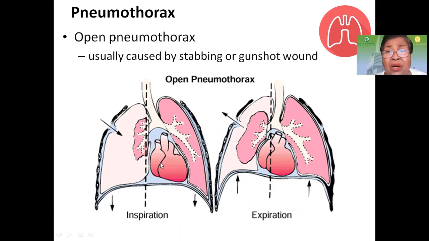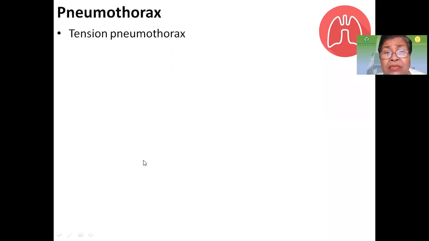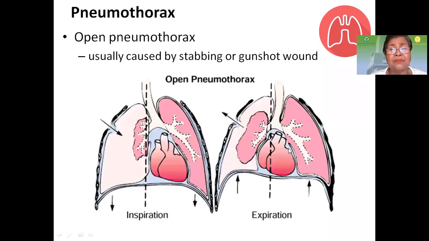Isipin mo, heart ito. So the heart goes from side to side. And recall the flow of unoxygenated blood, di ba? Unoxygenated blood from the superior vena cava, inferior vena cava will go to the right atrium, right ventricle, and then to the lungs, and so forth. So therefore, it will affect the venous return. It will affect cardiac output. So, yan ang mangyayari pag open pneumothorax.